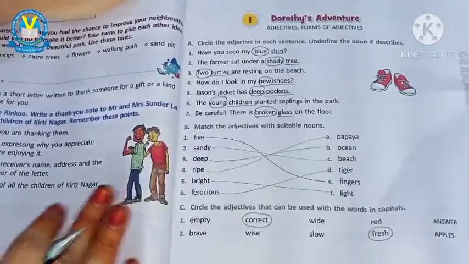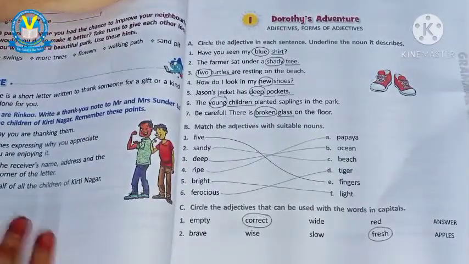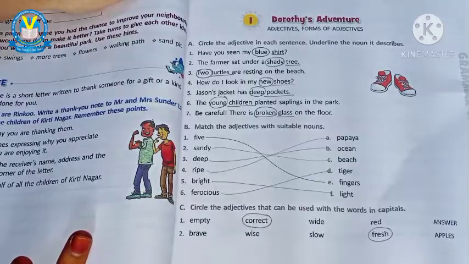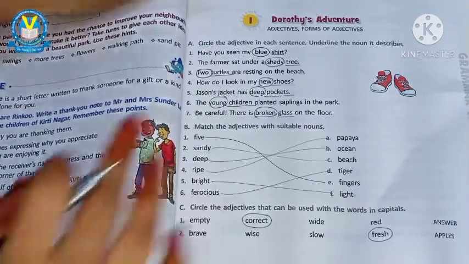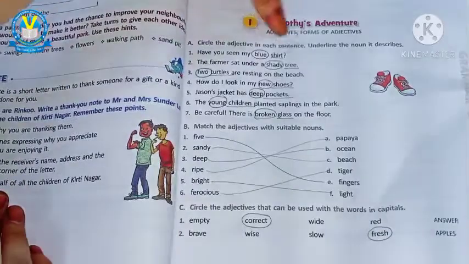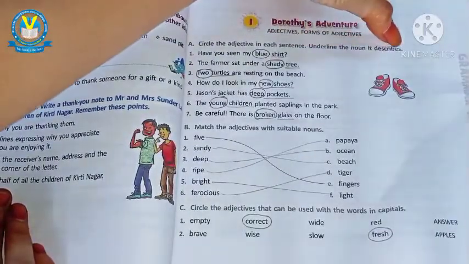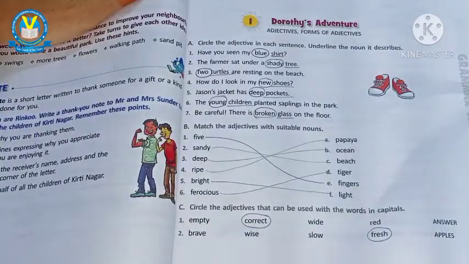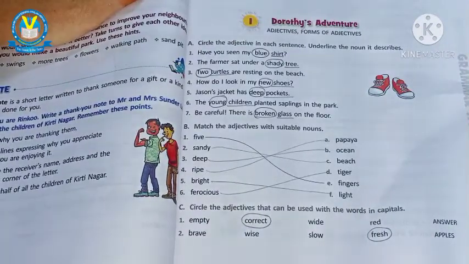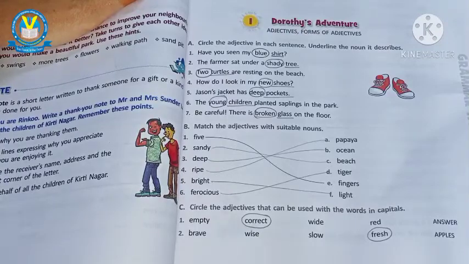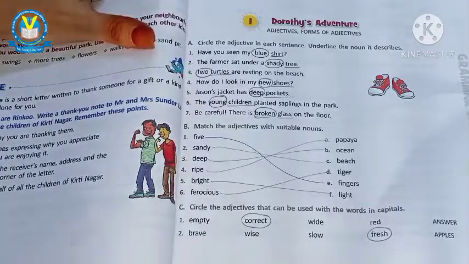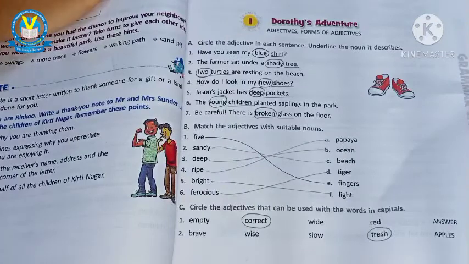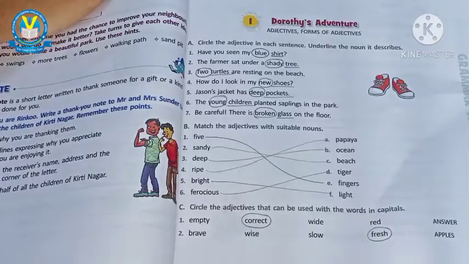Next, I am going with the grammar worksheets of the textbook, the backside grammar, page number 41. Here we have: circle the adjective in each blue sentence, underline the noun it describes. I said that adjectives mainly describe, they say something about the nouns. So here some sentences are given. In every sentence we have adjectives and nouns, so we have to circle the adjectives and underline the nouns.